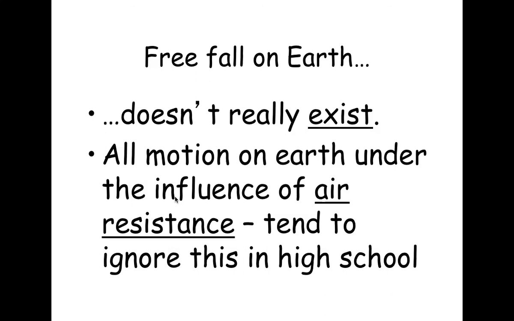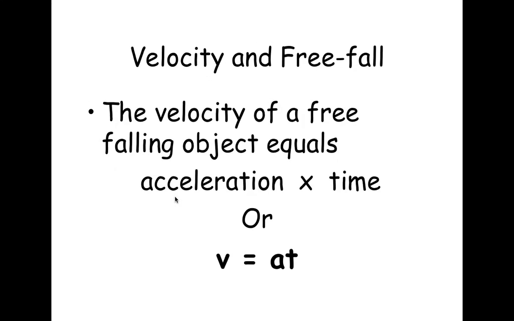Now, based on free fall, we can actually calculate the speed of something during free fall, because the velocity of a free-falling object equals the acceleration times the time. In other words, v equals a times t. And we already know what that a is, so all we really need to know is how long it's been falling, and we can figure out its speed.